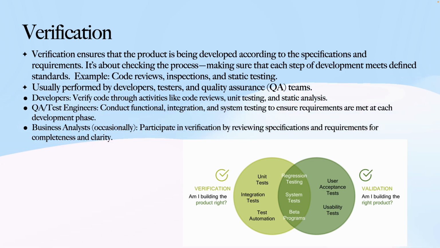Verification ensures that the product is being developed according to the specifications and the requirements. How can we get the specifications and the requirements? We get them from the stakeholders and the PO. PO means product owner. So let's check the process. It makes sure that each step of the development meets the defined standards, for example code review, inspection and staging testing.